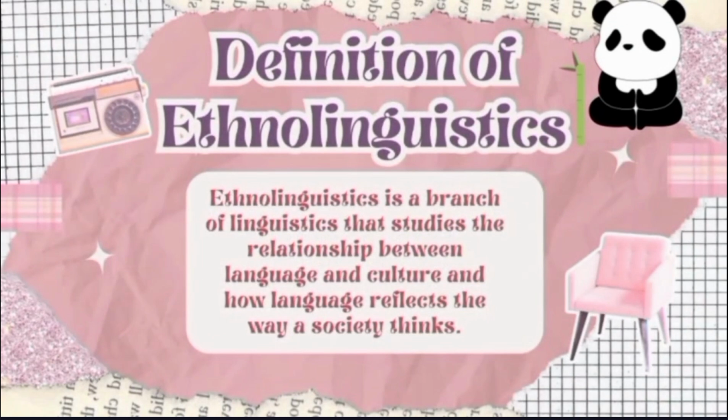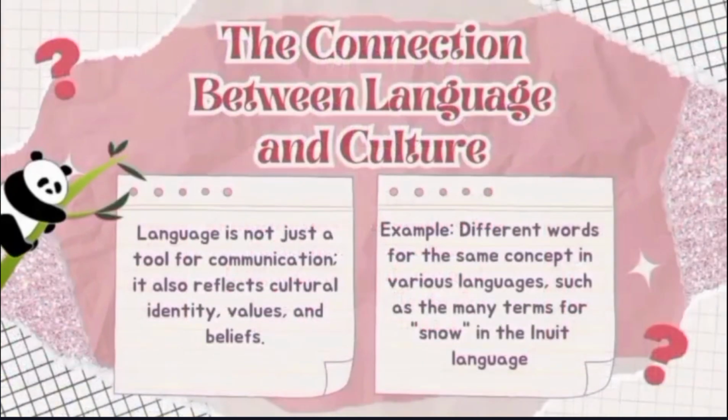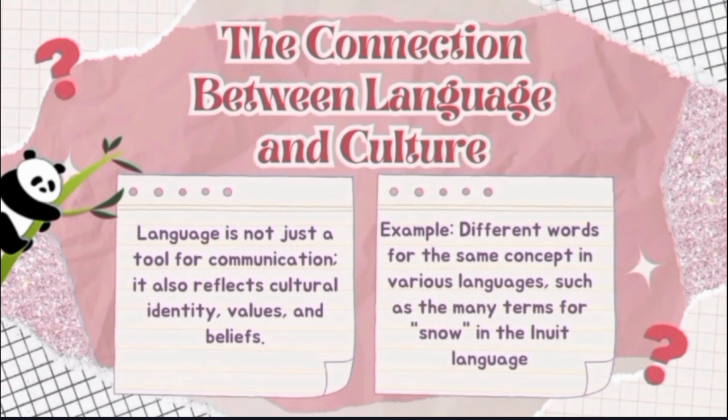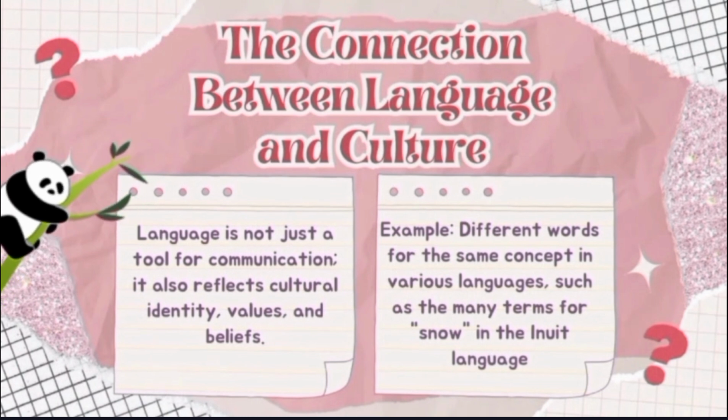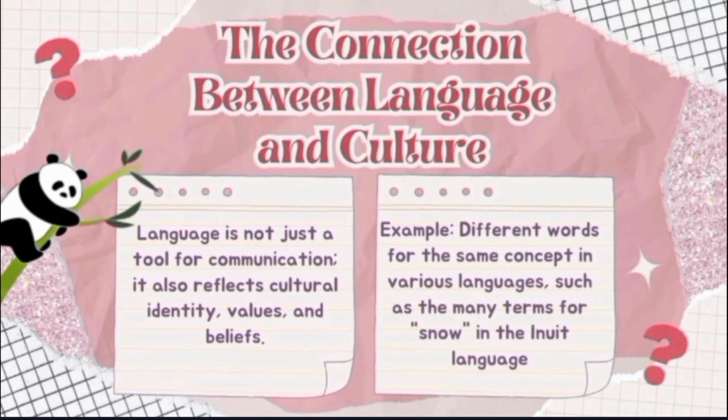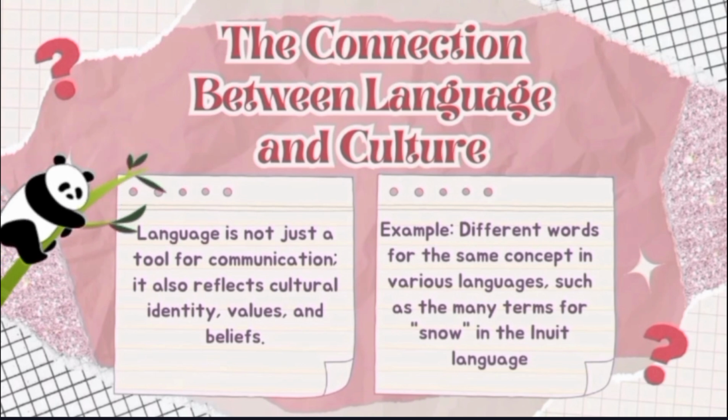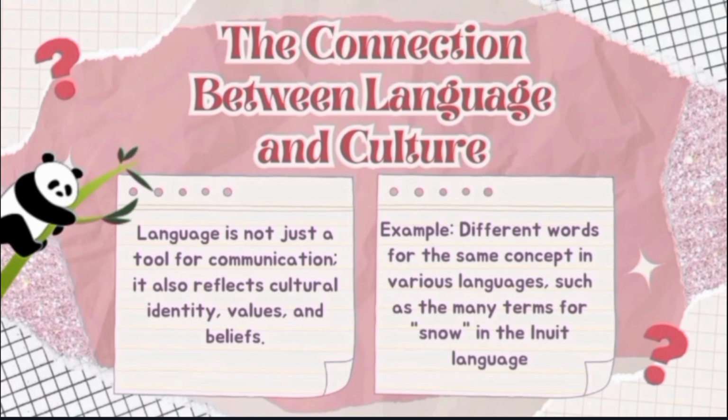Definition of ethnolinguistics. Ethnolinguistics is a branch of linguistics that studies the relationship between language and culture, and how language reflects the way a society thinks. The connections between language and culture. Language is not just a tool for communication, it also reflects cultural identity, values, and beliefs. For example, different words for the same concept in various languages, such as the many terms for snow in the Inuit language.